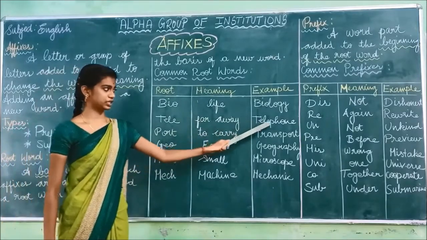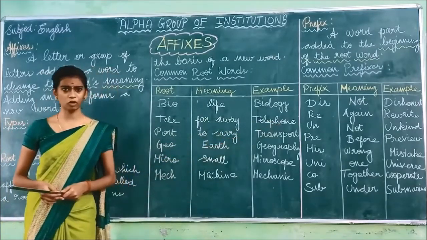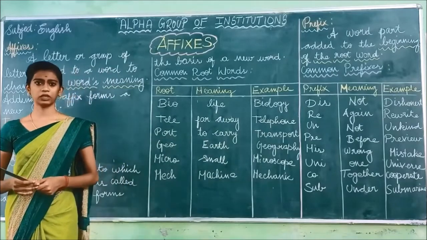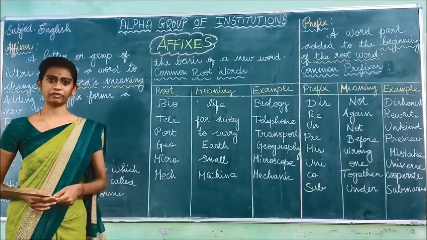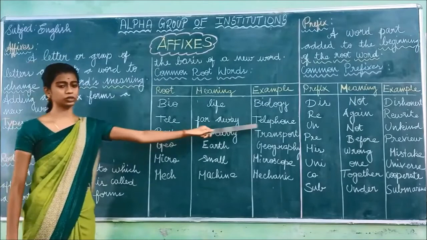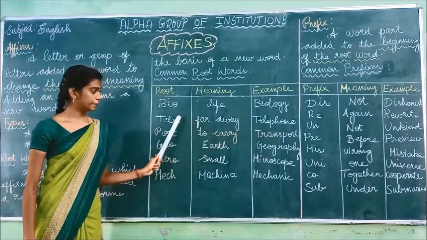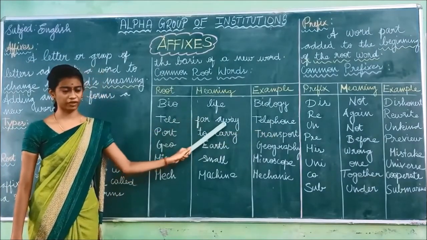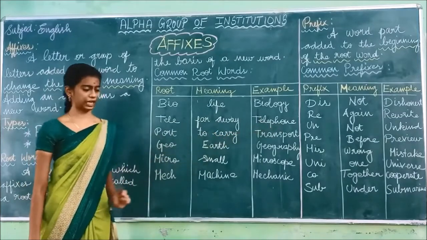So the example is telephone. So why do we use telephone? To speak to the person who is far away from us. Okay, so we will use the telephone. So the meaning of tele is far away, and the example is telephone.